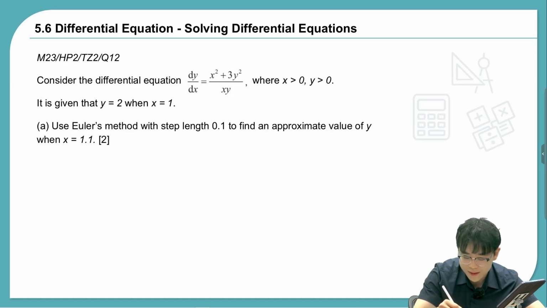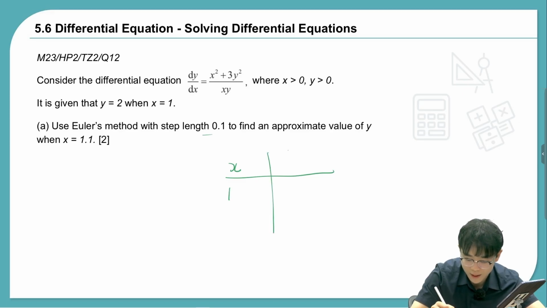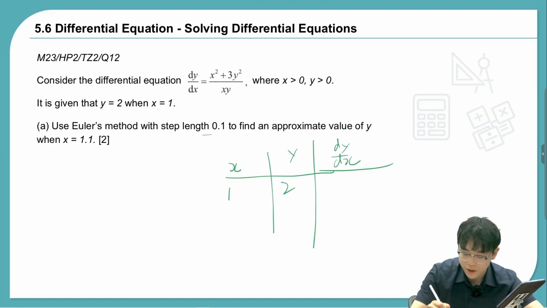Okay, so the first one is a Euler's method problem. So there's only one step we need to do. So we would start from x is 1 and y is 2. And with that, we can find our dy over dx value using this expression. So since there's only one step, you don't need to really use your calculator as much.